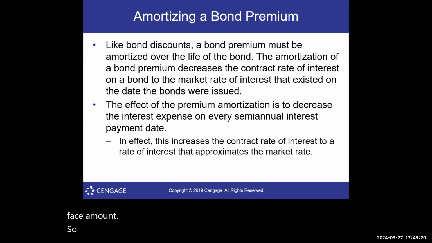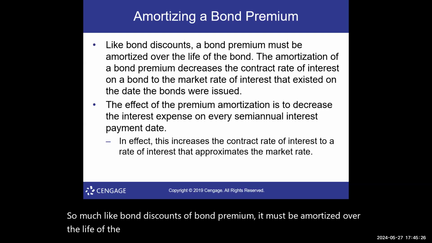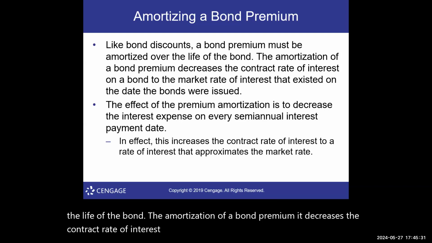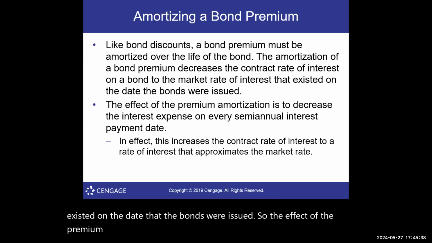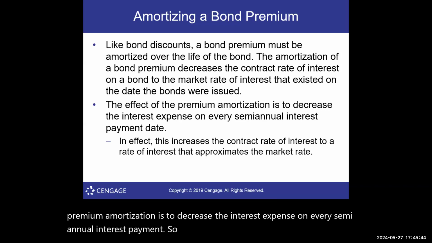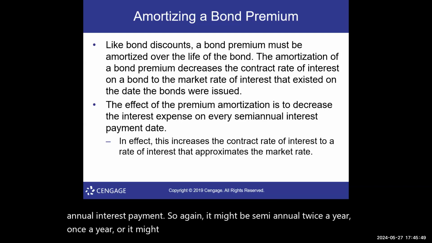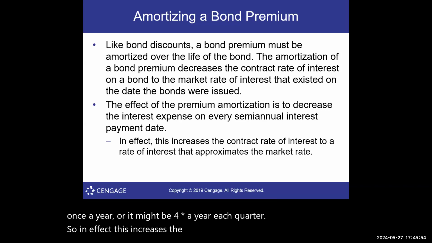Much like bond discounts, a bond premium must be amortized over the life of the bond. The amortization of a bond premium decreases the contract rate of interest on a bond to the market rate of interest that existed on the date that the bonds were issued. So the effect of the premium amortization is to decrease the interest expense on every semi-annual interest payment. Again, it might be semi-annual, twice a year, once a year, or it might be 4 times a year, each quarter. So in effect, this adjusts the contract rate of interest to a rate of interest that approximates the market rate.